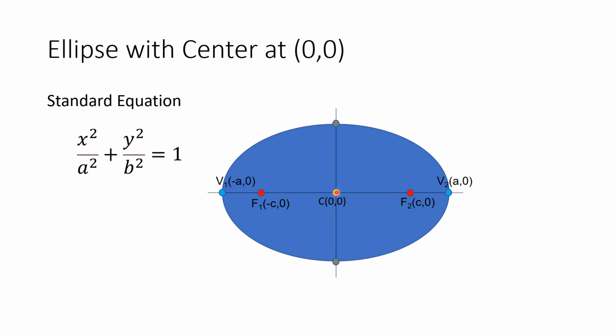Coming from the center up to one of the points of the intersection between the ellipse and minor axis, the distance is b. So it's either we go up or we go down. So the y coordinate of our center will change. So if we go up, that will be positive b, and if we go down, that will be negative b. So the coordinates of these 2 points are 0, b, and this one is 0, negative b.